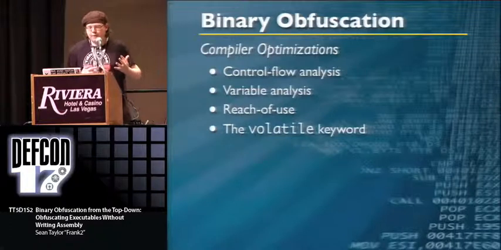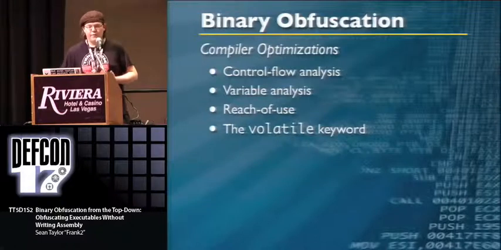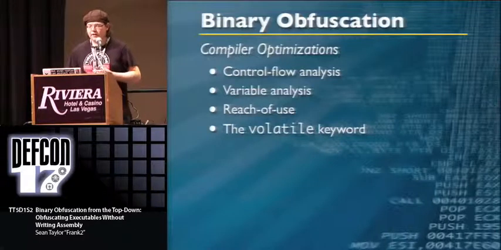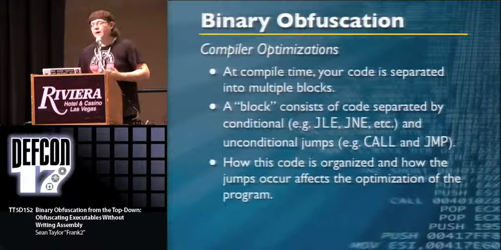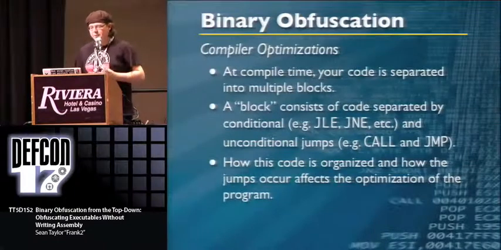So we're going to cover four different types of analysis that compilers do: control flow analysis, variable analysis, reach of use, and especially something that's very interesting, the volatile keyword. So at compile time, your code is separated into a whole bunch of logical blocks. Control flow analysis figures out how literally your code flows.